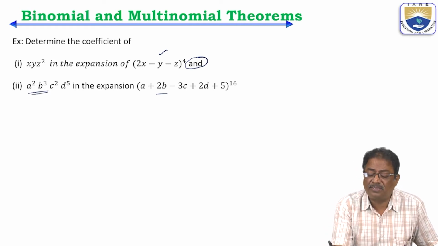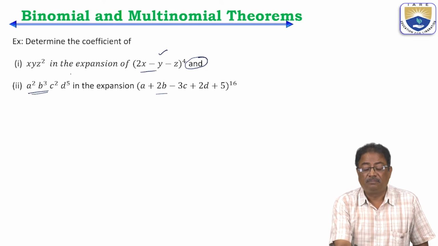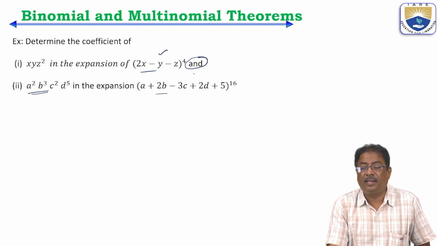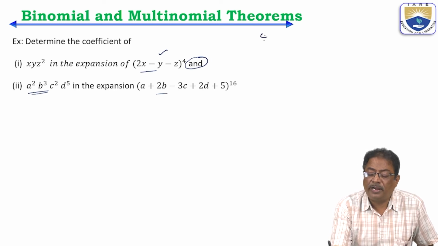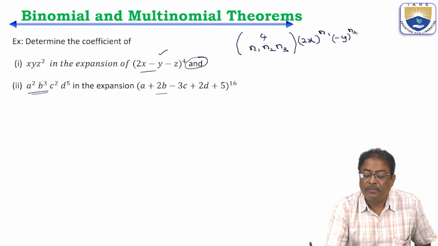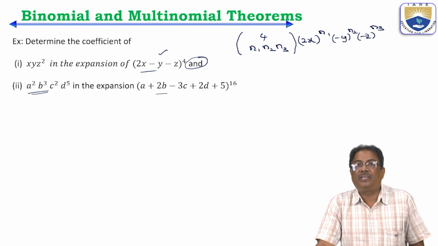Now let us go for this. Here, what is the nth term? There will be 3 terms, n1, n2, n3. N is equal to 4, and n1, n2, n3 we don't know. Then x to the power of n1, minus y to the power of n2, and minus z to the power of n3. Then we need to find out what n1, n2, n3 are.